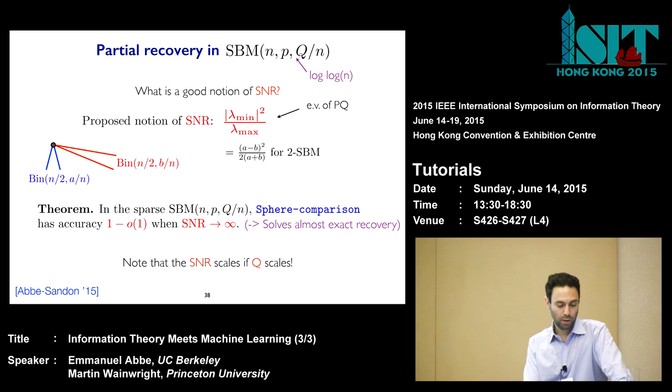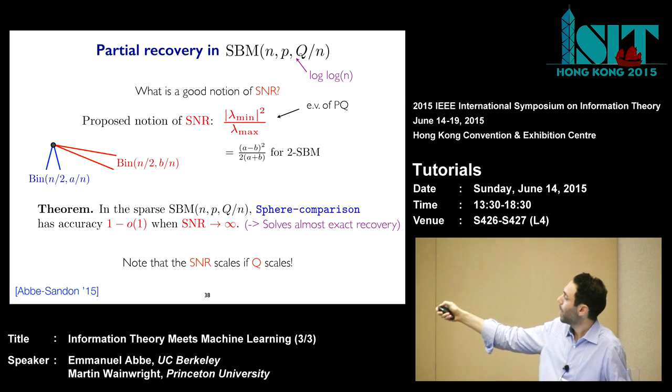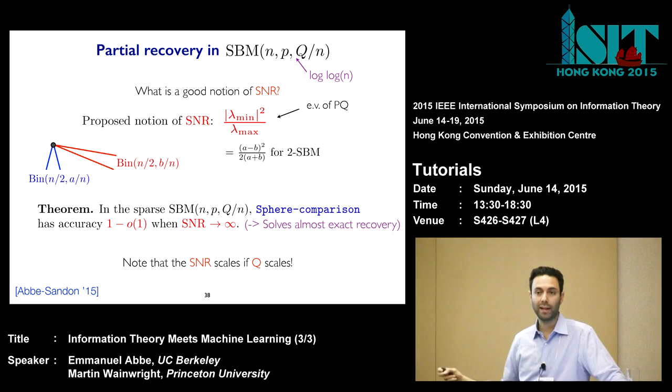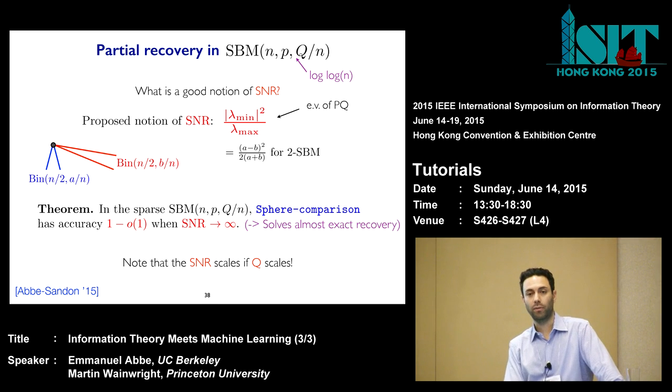So here is the notion of SNR that we propose in the paper with Colin: a ratio where you take the eigenvalues of the matrix PQ, and you take the minimal eigenvalue, because this is not necessarily a symmetric matrix, it's a complex number, so you take the magnitude, you square it, and you normalize by the largest eigenvalue. The largest eigenvalue is always real because the entries are positive. That's why I don't put the magnitude.